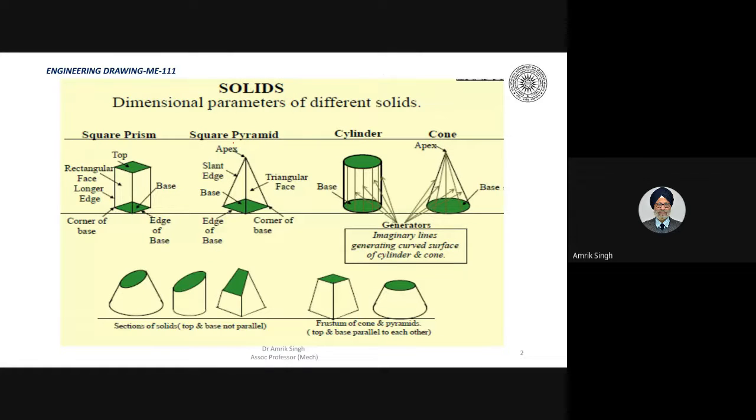Okay. So similarly, if this top apex is a point, then we call it as a pyramid. Okay. So this pyramid, so this is the base of the pyramid. This is the triangular face. This is a slant edge. And this is the edge of the base. So you can note the difference between the prism and pyramid.